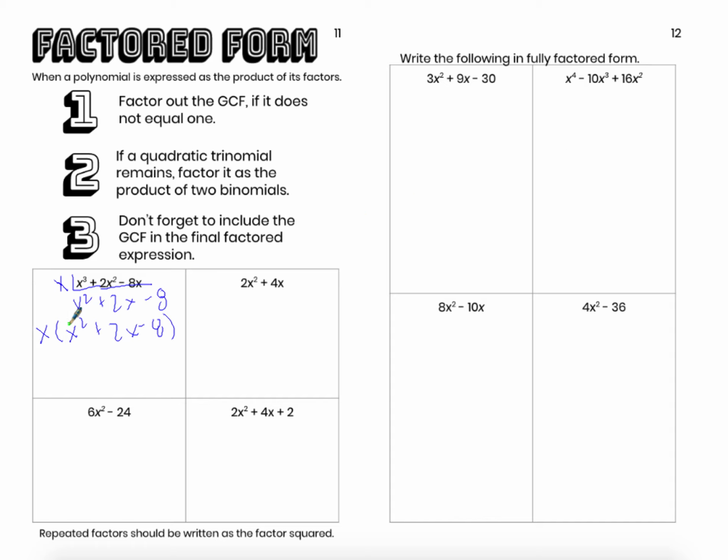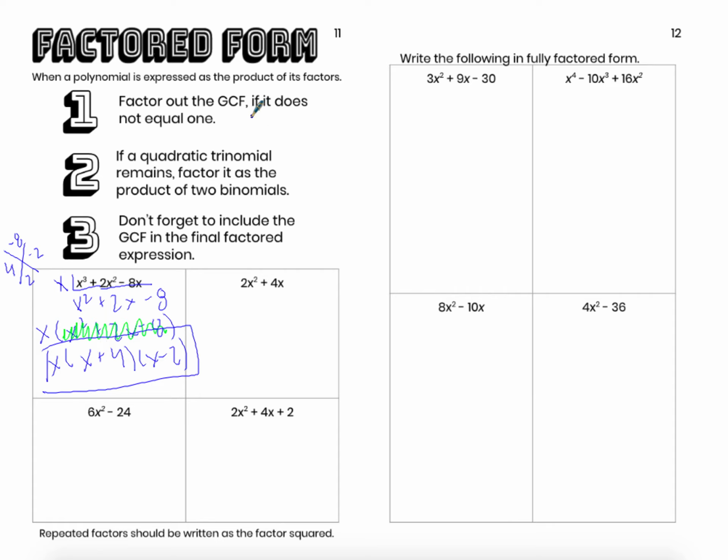Now we're going on to step 2, noticing that what's inside the parentheses is a quadratic trinomial, so I can factor that into the product of two linear binomials. So the two numbers that multiply to -8 but add to 2 are 4 and -2. That means x squared plus 2x minus 8 can be factored into x plus 4 times x minus 2. And then my final factored form, I need to include that GCF. So my final factored form is the GCF times the two linear binomials.